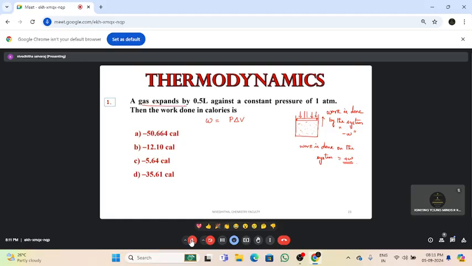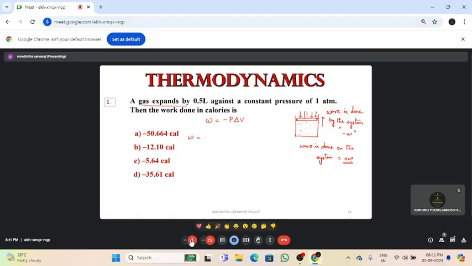So, as far as this question is concerned, what is the scenario here? The gas is expanding. So is work done by the system or on the system? Done by the system. So, ma'am, W has to be negative. So W is equal to minus P delta V.